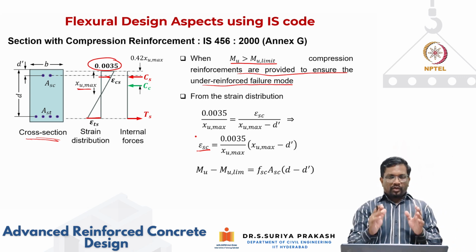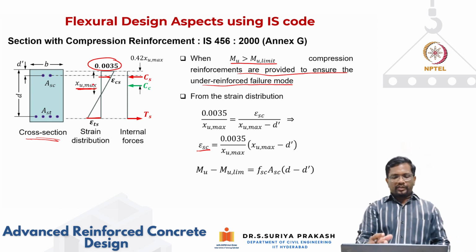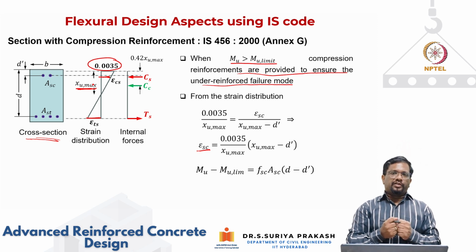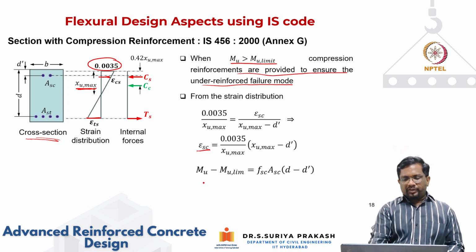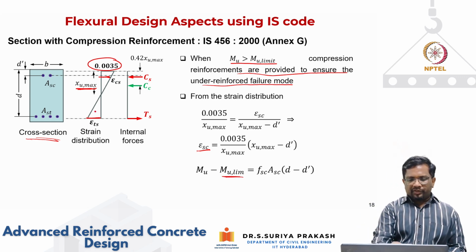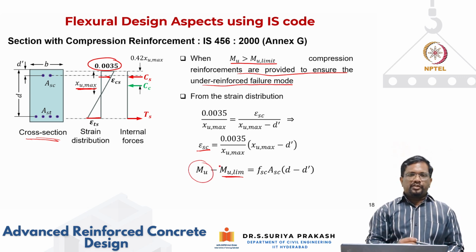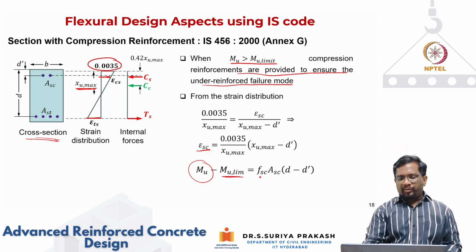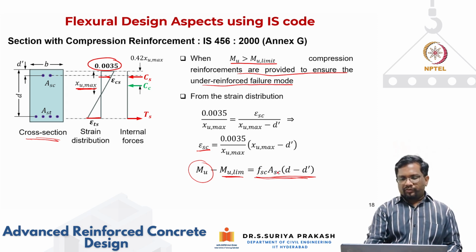Now for a particular section, I am doing the calculation at Xu max, so that we can see what additional moment resistance I need, and for that, how much compression steel is required. So this is the difference. Mu limit is given to you to preserve this failure condition, right? So if your demand is Mu, the difference, Mu minus Mu limit, should be provided by this compression steel, right? We will look at how we get this. But to calculate the force required from the compression steel, I need to know the stresses.